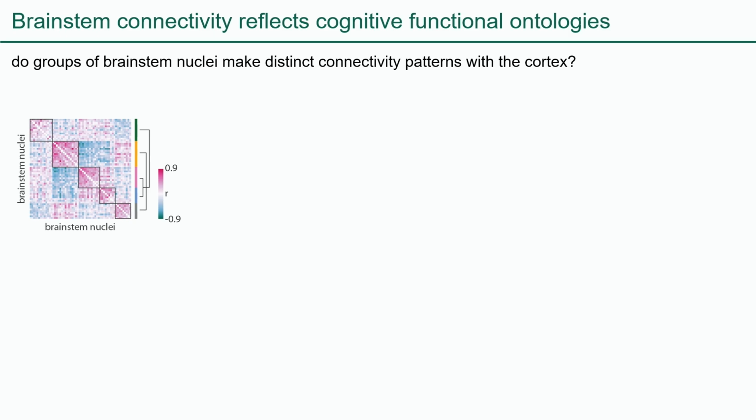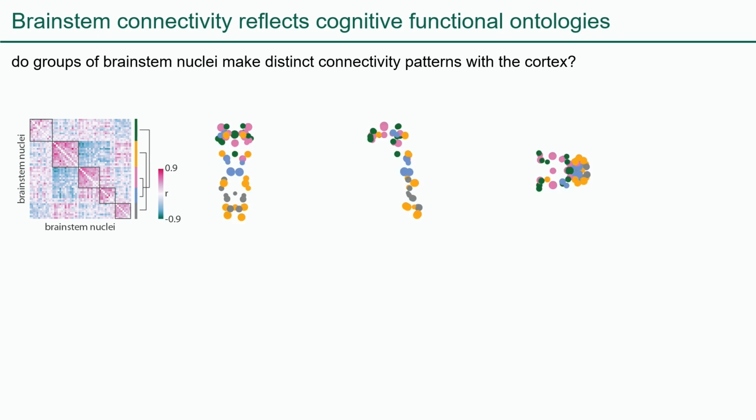This is a bit different. This is telling me, for every two brainstem nuclei, how similarly they are functionally connected to the whole cortex. And I've clustered it, and you can already see from the clusters that you get these nice groups of brainstem nuclei that are all similarly functionally connected to the cortex.